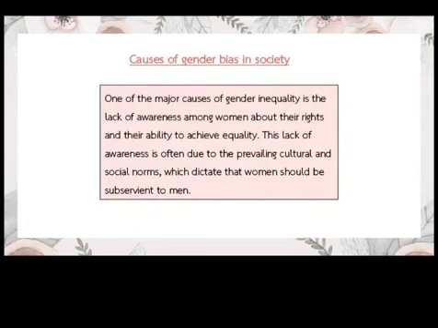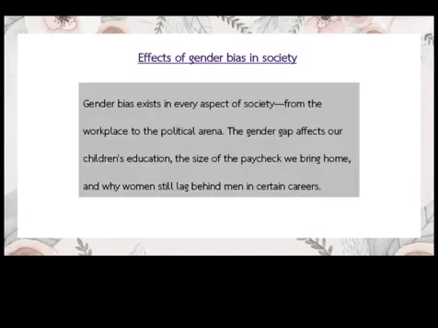Causes of gender bias in society. One of the major causes of gender inequality is the lack of awareness among women about their rights and their ability to achieve equality. This lack of awareness is often due to the prevailing cultural and social norms which dictate that women should be subservient to men.